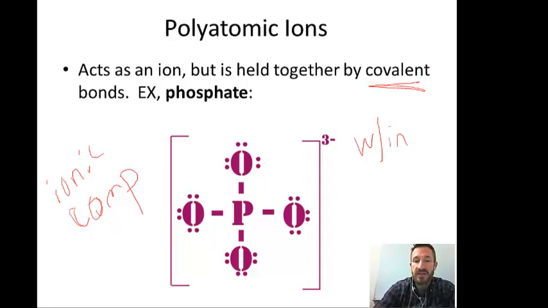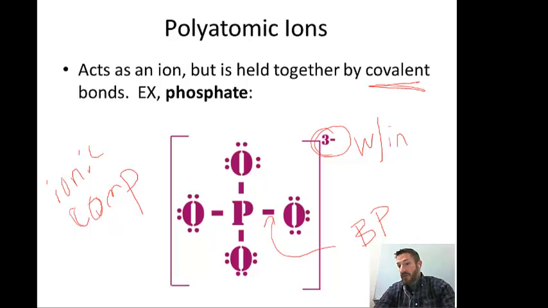Now you see this is a phosphorus surrounded by 4 oxygens. Each of these lines represents what we call a bonding pair of electrons, and then we have our lone pairs. So there you have your bonding pair, and you have your lone pair in this polyatomic ion. But notice it has a -3 charge. That means that this is going to form an ionic compound with something that has a positive charge to equal that out.